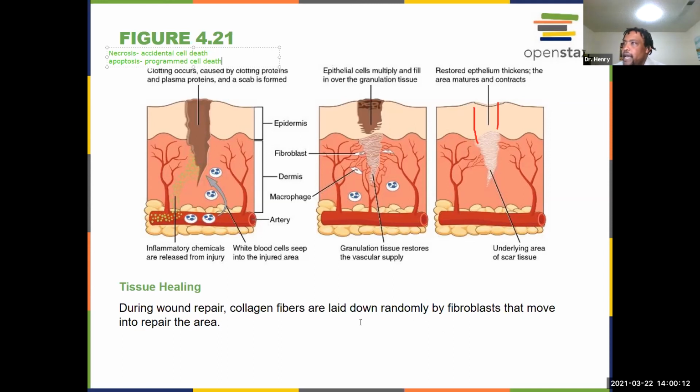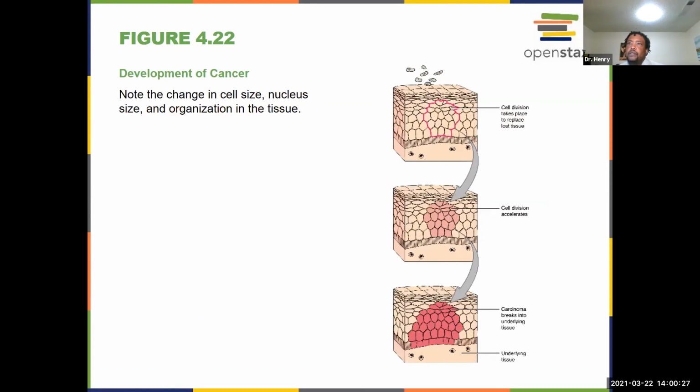Okay, so one last thing. Okay, it's cancer. Okay, so we've talked about cancer before. So what happens in the case of cancerous cells? And then we'll talk about how that affects tissue and stuff.